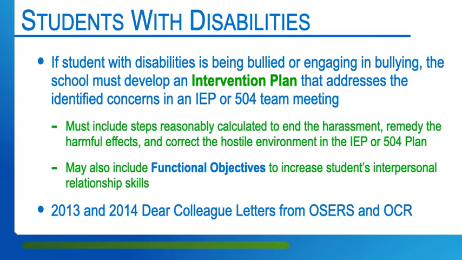If a student with disabilities is being bullied or engaging in bullying, the school must develop an intervention plan that addresses the identified concerns in an IEP or 504 team meeting. This must include steps reasonably calculated to end the harassment, remedy the harmful effects, and correct the hostile environment in the IEP or 504 plan. This may also, and probably will, include functional objectives to increase the student's interpersonal relationship skills. These requirements were outlined in 2013 and 2014 Dear Colleague letters.